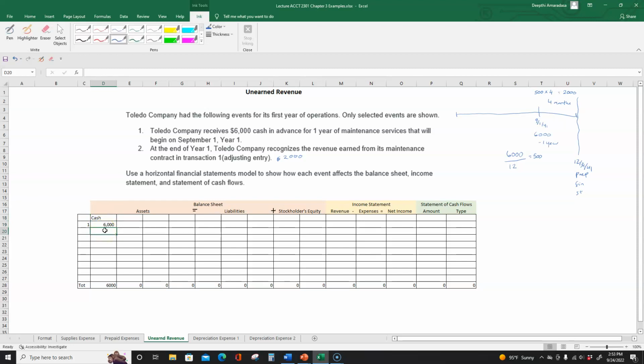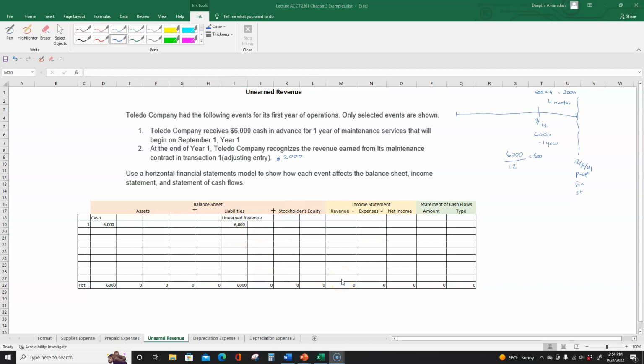What else happened? Now the company has a liability. They owe $6,000 worth of services to their customer. We're going to record that as an unearned revenue. And unearned revenue is a liability. So under the liabilities column, I'm going to record unearned revenue. Before this transaction we didn't have any unearned revenue. Now we have $6,000. So I'll put that also as a positive number. That takes care of the balance sheet.